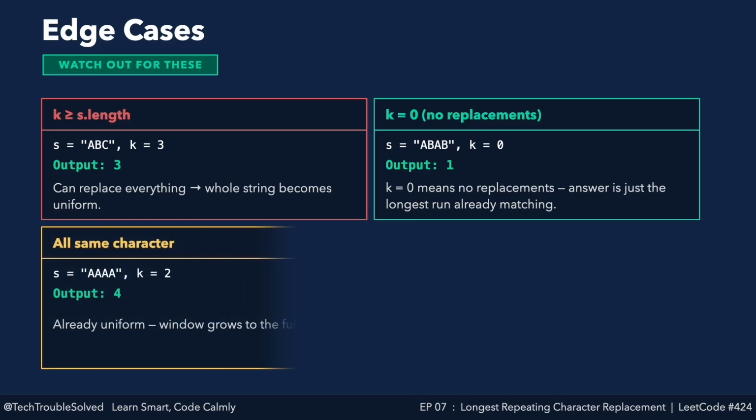All same character. Max frequency equals the window length at every step. Window minus max frequency is always 0, always valid. Window grows all the way to the full string.